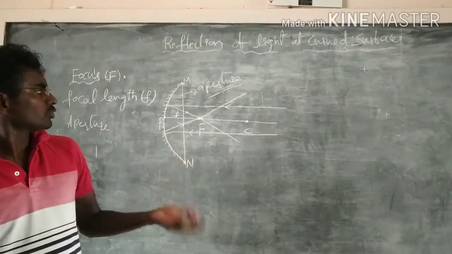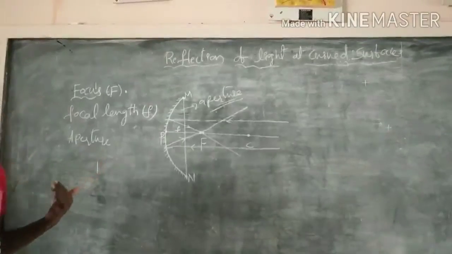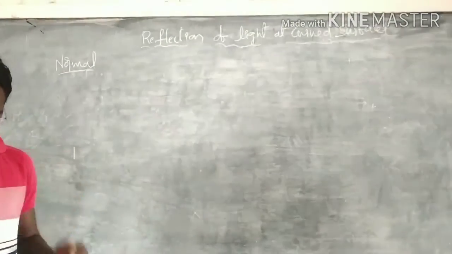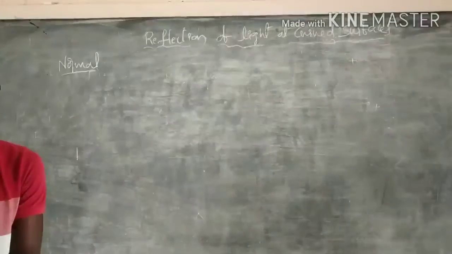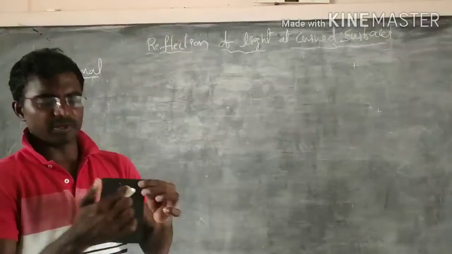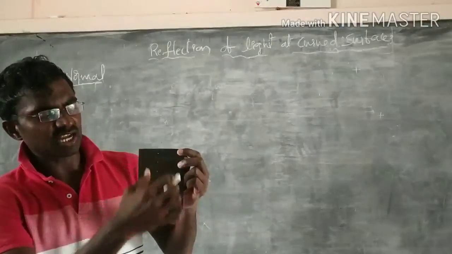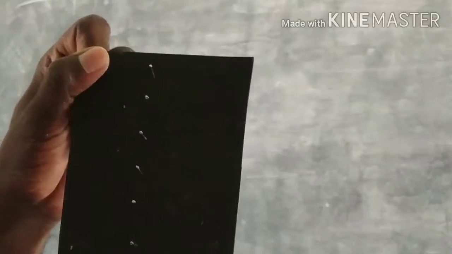Now we move further on curved surfaces. So now coming to normal. If you assume this is a plane mirror, these pins are perpendicular to the plane. Yes or no? A line which is perpendicular to the plane is called normal.